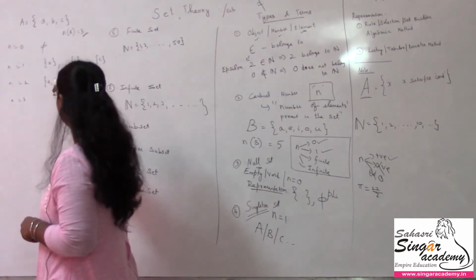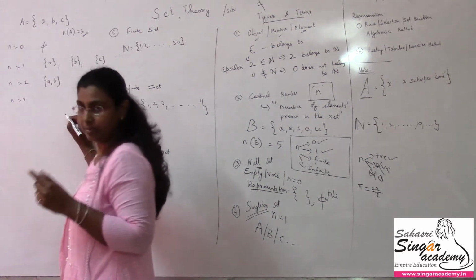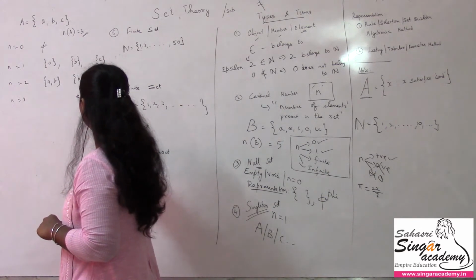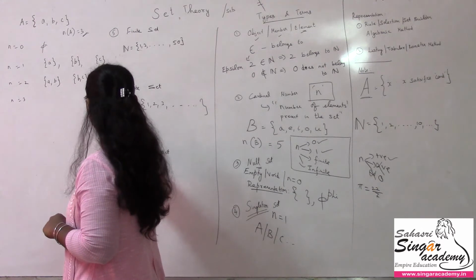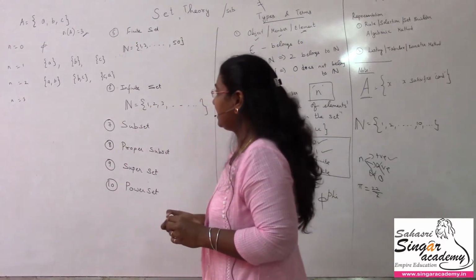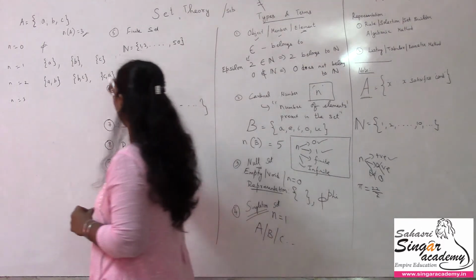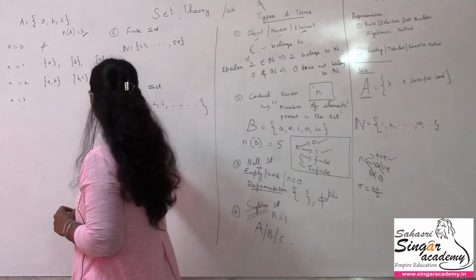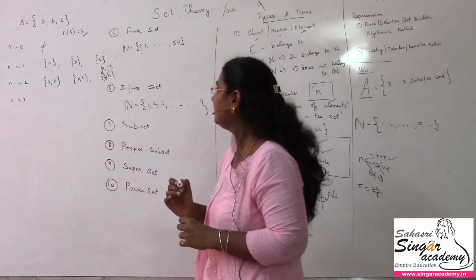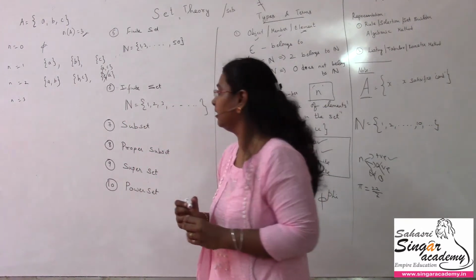AB can be one subset, that is A and B together as one set. Otherwise we can take BC, otherwise CA. Is it okay? AC or CA? Usually we write this as AC. We'll try to maintain the order. No harm in writing CA, but still we'll try to write it as AC, right?